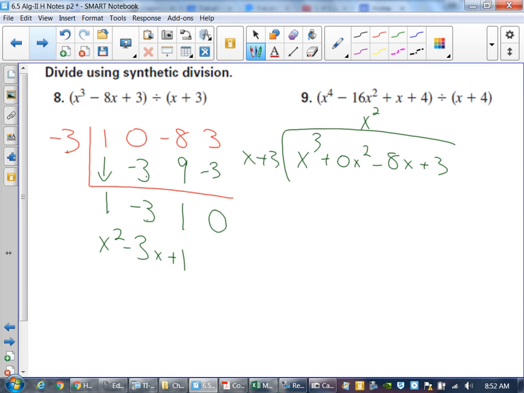So there's your answer. Basically what this is telling you is that if I multiply x squared minus 3x plus 1 times x plus 3, what do you think you're going to get? x to the third or something. Look at that. Because x plus 3 is a factor of it. The reason why it's a factor is because the remainder was 0. All right, let's try that one.